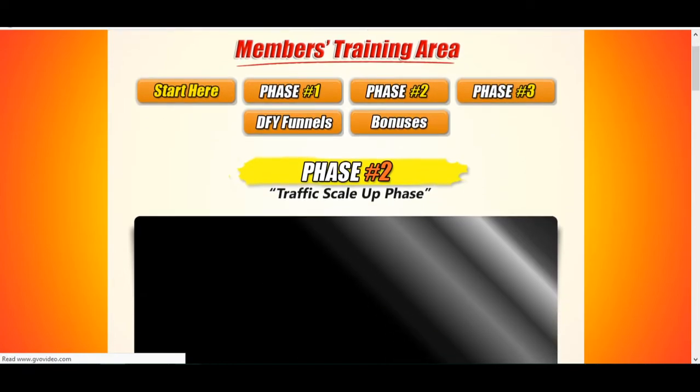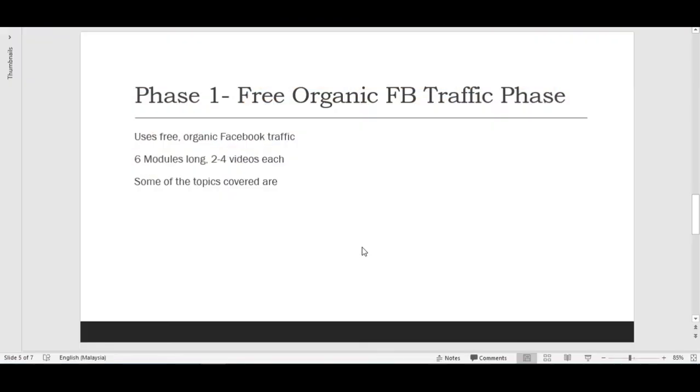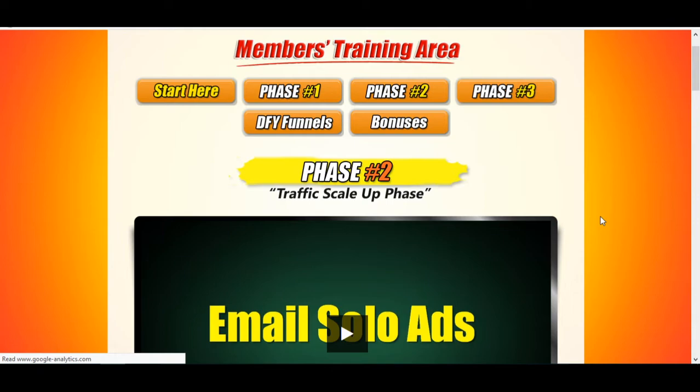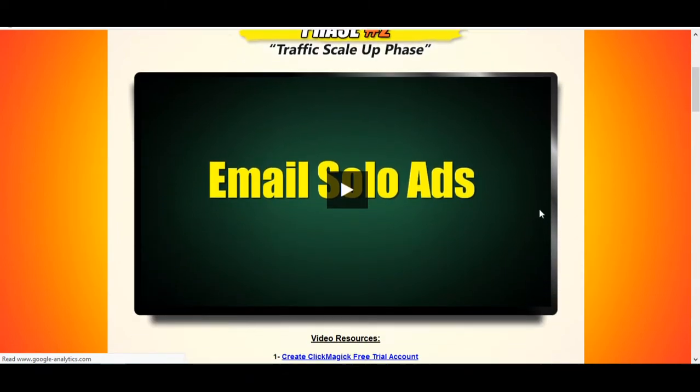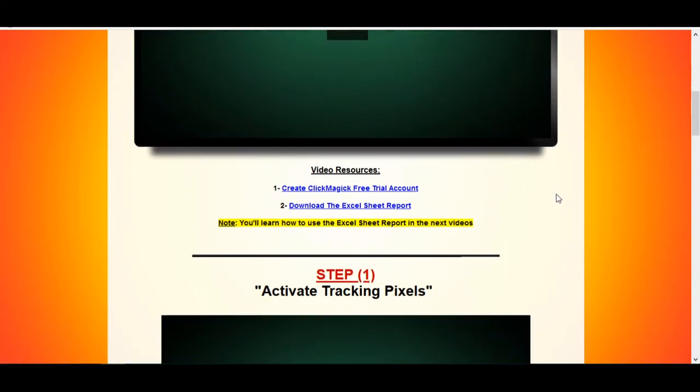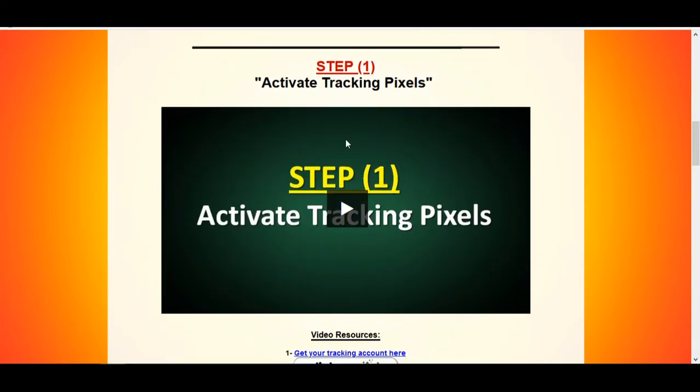So like I said, phase 2 is the traffic scale up phase, and it uses money made from phase 1 to pump into paid ads. So when you pump it into paid ads, you basically compound your earnings. So here it teaches you how to use solo ads, and next is activating a tracking pixel, so it allows you to track where your clicks come from.